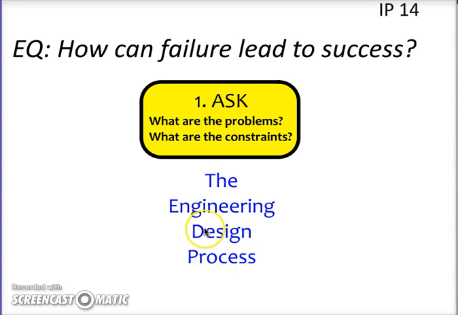The design process of engineering can be a little bit complicated because there are several steps, but they all kind of flow into each other. The first step in the engineering process is to first ask questions. If you're going to solve a problem, you have to know what the problem is to begin with. And then the second thing in asking questions is that you have to ask, what are my constraints?